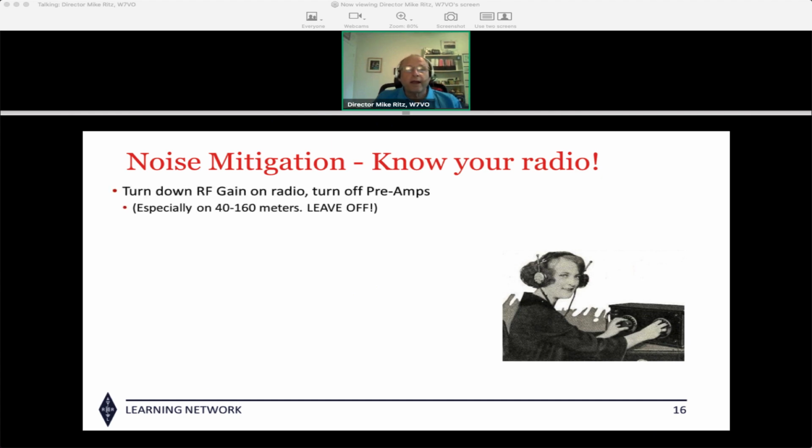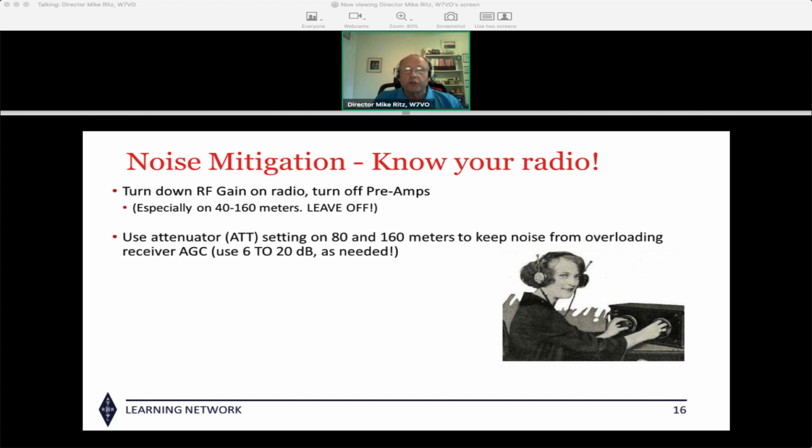Know your radio, right? Turn down your RF gain. Every radio's got a volume control, but instead of turning the audio down, try keeping the audio up a bit, but turning the RF gain down. Most radios have an RF gain control, and for sure, certainly turn off preamps, especially on the low bands, 40 to 160 meters. There is no reason to have a preamp on those bands. All you'll be doing is increasing the amplification of the noise and the signal, and 3 guesses which one works.